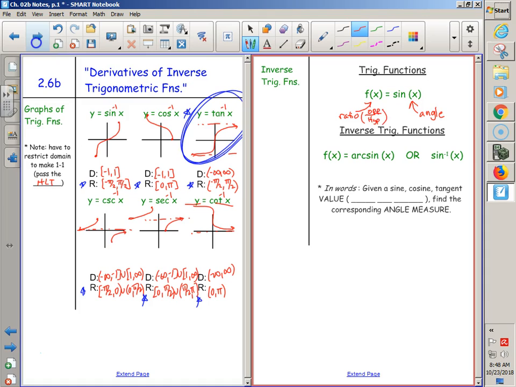SOHCAHTOA. But for inverse trig, remember what goes in are the ratios, aka the opposites over hypotenuses. And what comes out is going to be the angle.